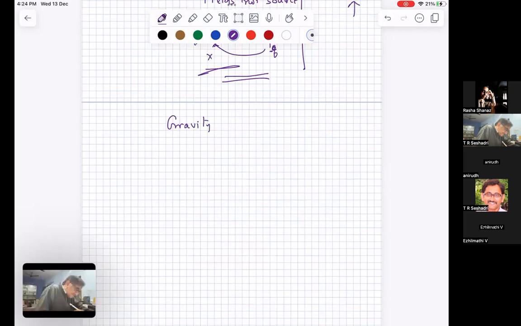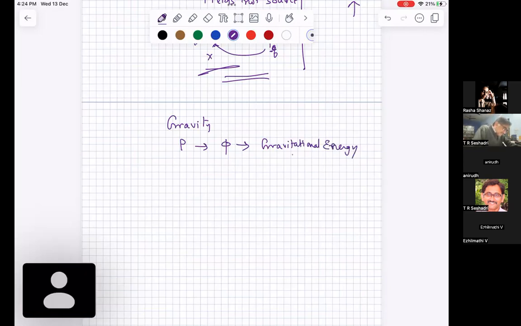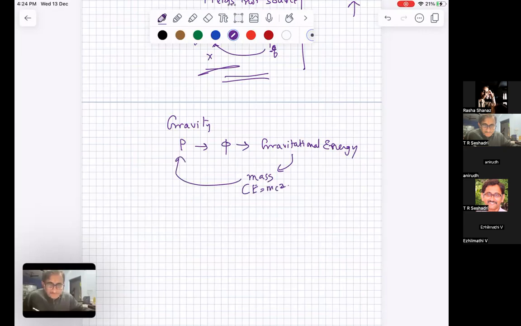The feedback part is basically that in gravity, rho produces field, and the field produces gravitational energy because the field has energy. And energy is equivalent to mass, and hence it produces more gravity.